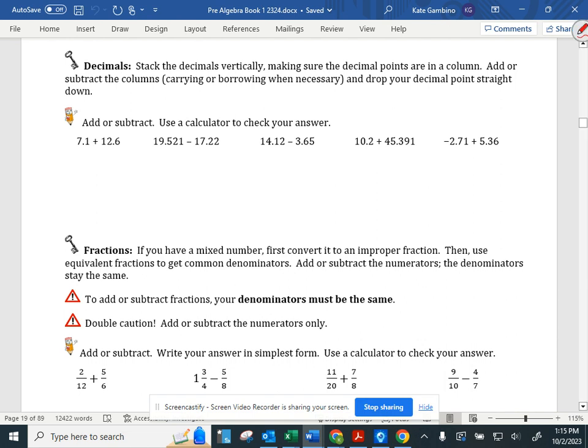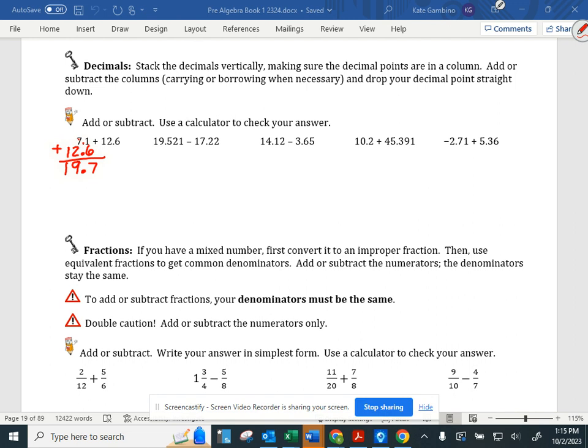So if we have 7.1 plus 12.6, I'm going to line up my decimals. I'm adding, so 1 plus 6 is 7, 7 plus 2 is 9, 1 plus nothing is 1. I bring that decimal place straight down. Will, let me show you work on that one. Yes, you have to show your work because calculators are not allowed on the test. So you have to show your work and then you can use the calculator to check it. But I do need to see your work because I will want to see your work on the test.